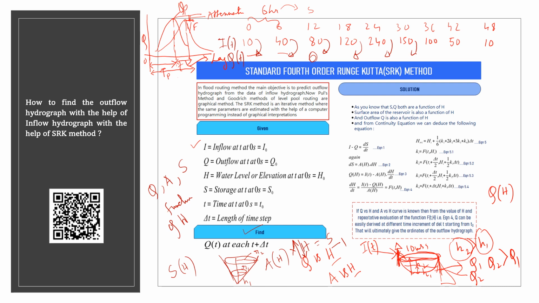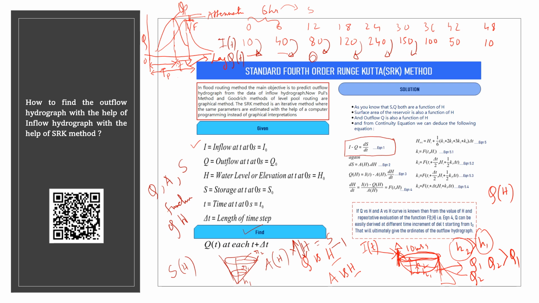So here I have already discussed that S and Q are both a function of H. The surface area of the reservoir is also a function of H. Outflow is also a function of H. And from the continuity equation we can deduce that, if equation 1 is your continuity equation, I minus Q equals dS/dt. Right? The inflow of water, the outflow of water, what remains is the storage.